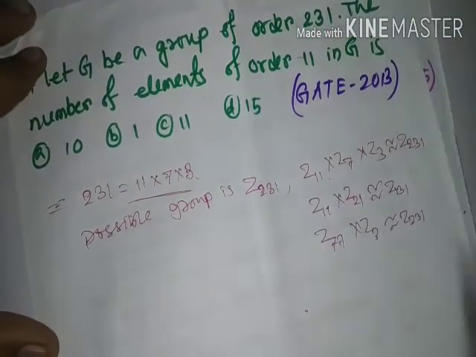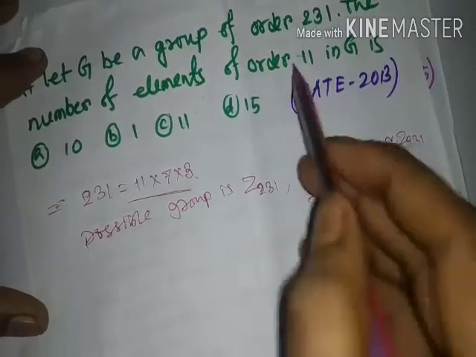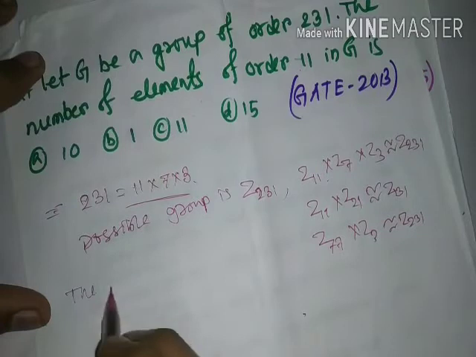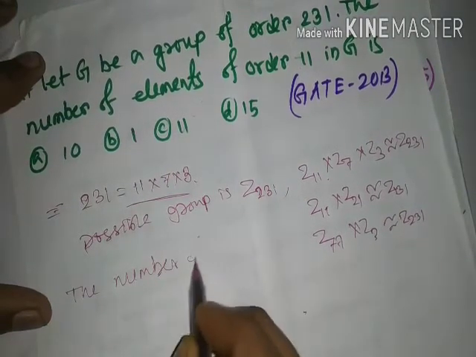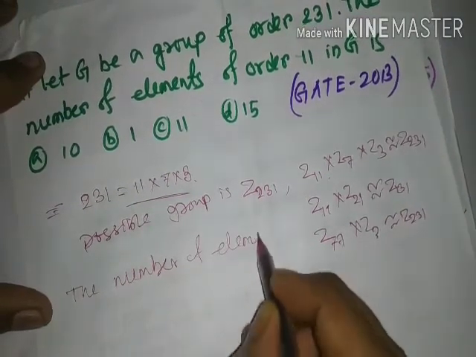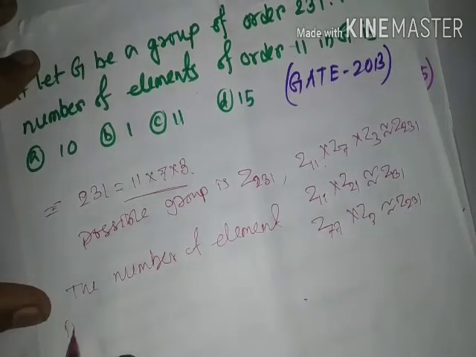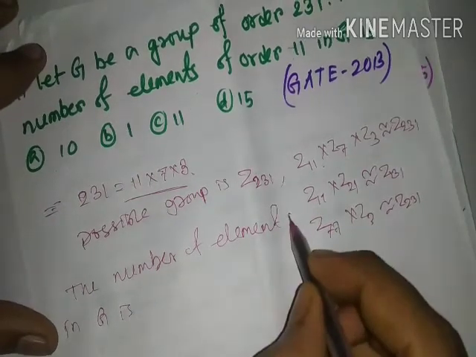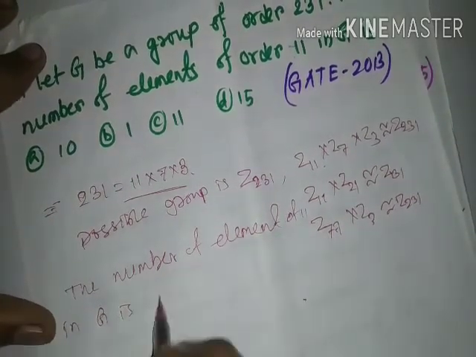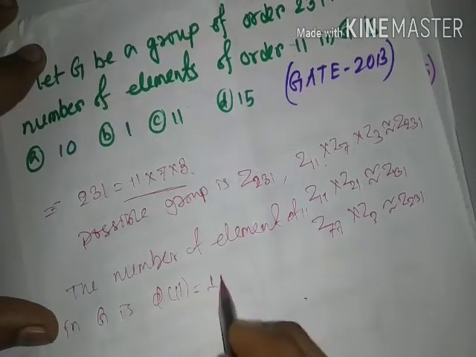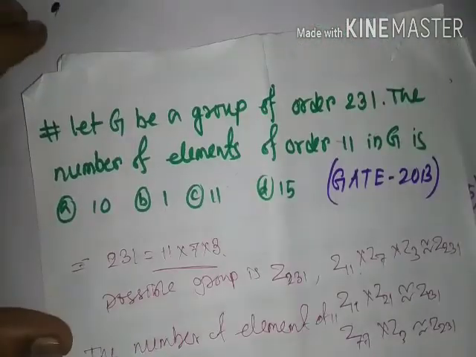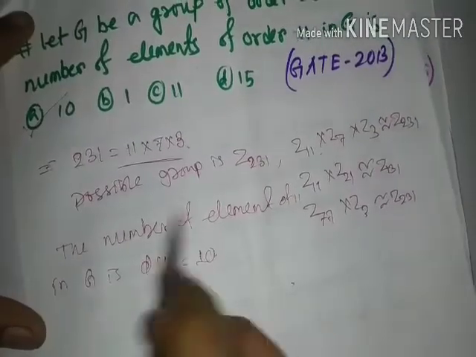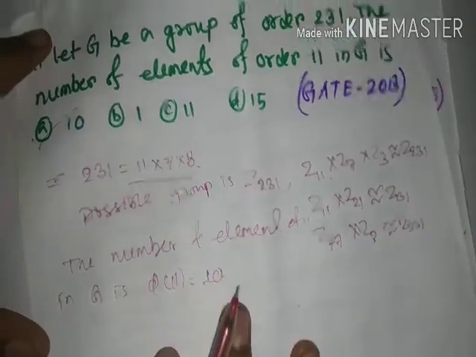In a cyclic group we can easily evaluate the number of elements. So the number of elements in G of order 11 is phi of 11, that is 10. So our option A is correct. So this you can easily understand.